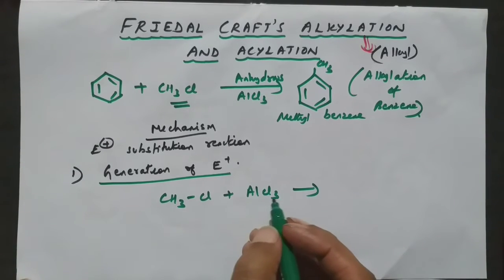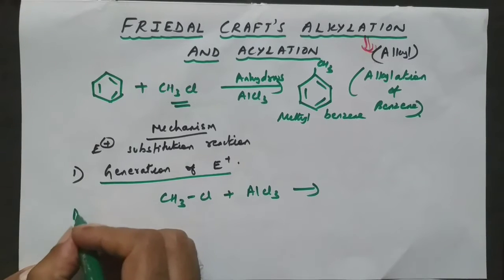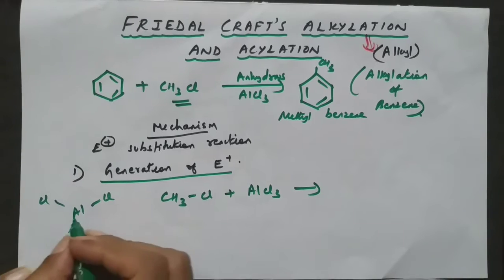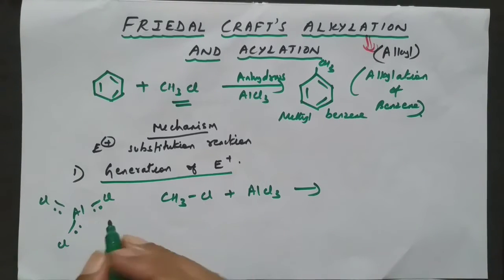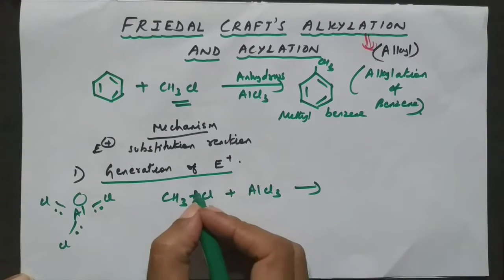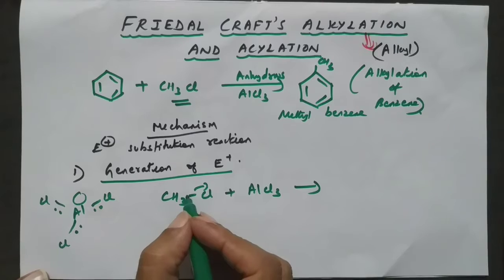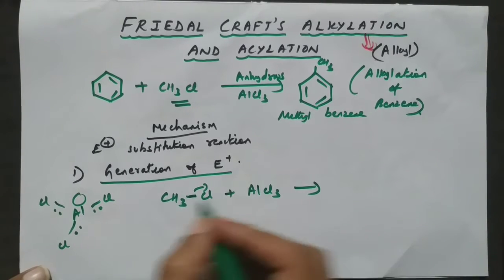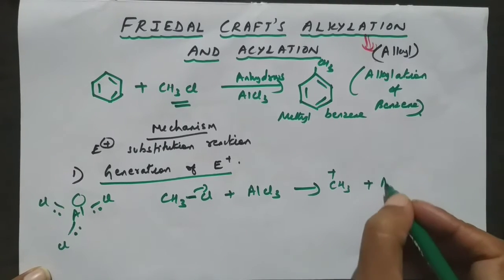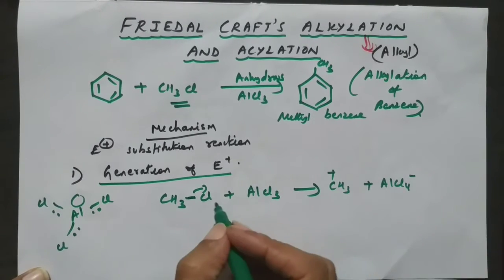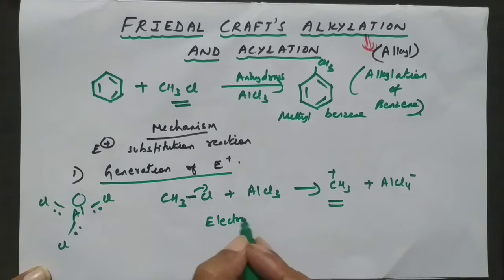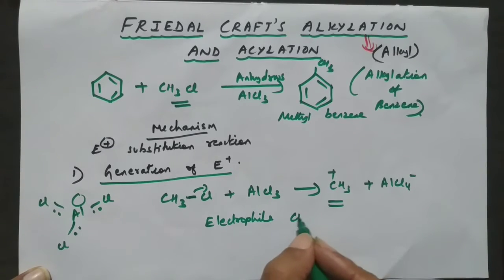We know that aluminum chloride is electron deficient, because aluminum has three chlorines. So here it is 2 electrons, here 2 electrons, here 2 electrons. But for the octet it needs 8 electrons, so it is 2 electrons deficient. So what will happen? This chlorine will take the electron from this bond, so it will have 2 electrons. Carbon will be losing the electron, so it becomes CH3 plus, and this becomes AlCl4 minus. So the electrophile here will be CH3 plus.